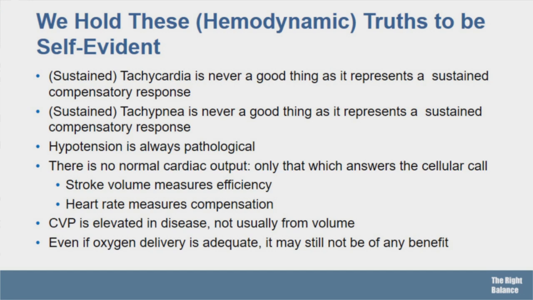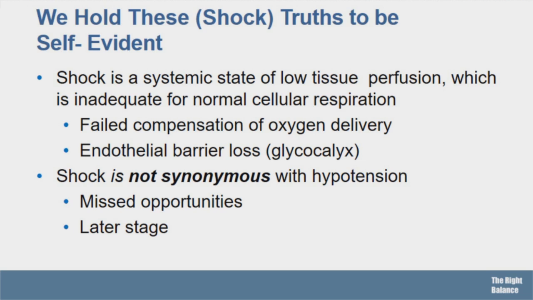It's also important to remember that CVP is typically not elevated because you gave volume. CVP is typically elevated because we've had loss of right ventricular, right atrial, or valvular compliance. It is typically elevated because of pathology, not because of volume. And also really important to remember that even if I've maximized my cardiac output and my oxygen carrying capacity, it may be that that won't benefit my patient at all, which is why I have to look at how I'm evaluating this optimization at the bedside.